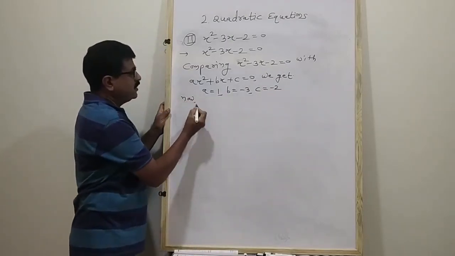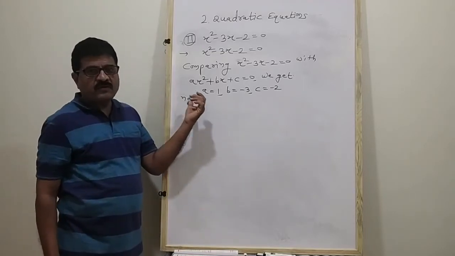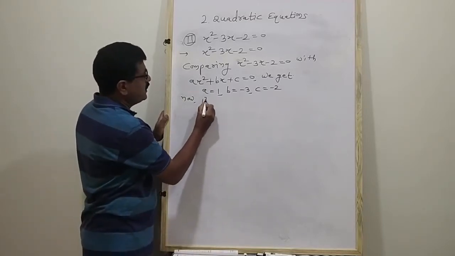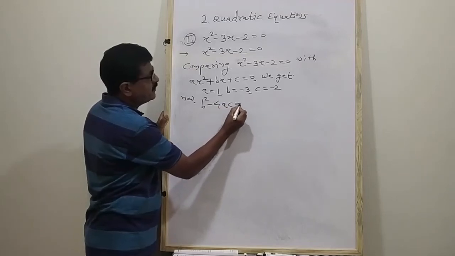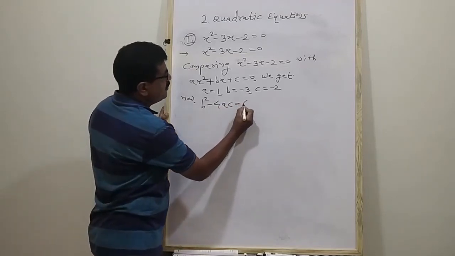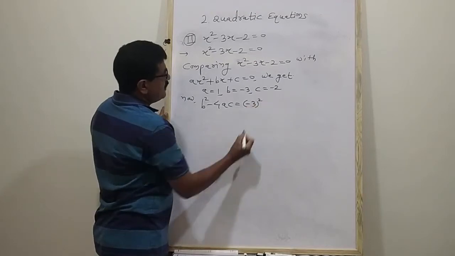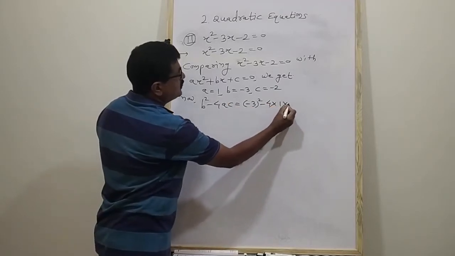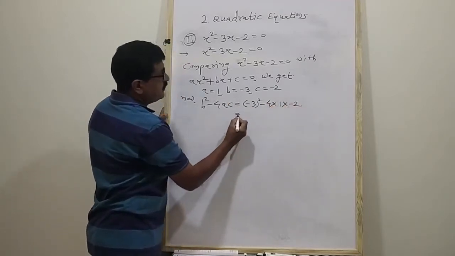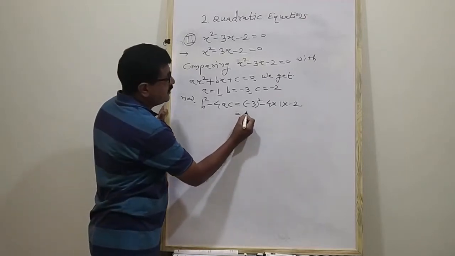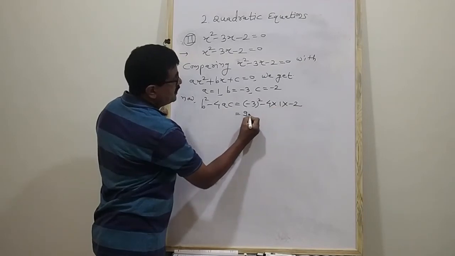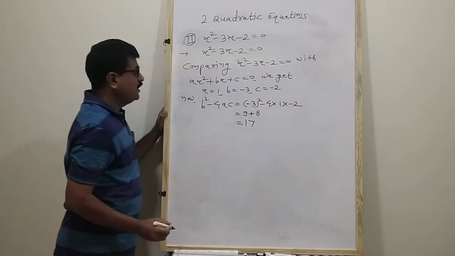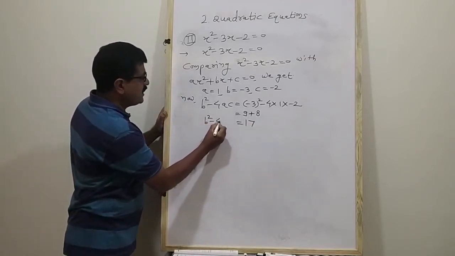Now second step is we have to find the value of b square minus 4ac. Now b square minus 4ac is equal to, now put values. Value of b is minus 3 square minus 4 into a is 1 into c is minus 2, is equal to minus 3 square is 9, minus into minus plus 4 into 2, 8, is equal to 17. This is the value of b square minus 4ac.